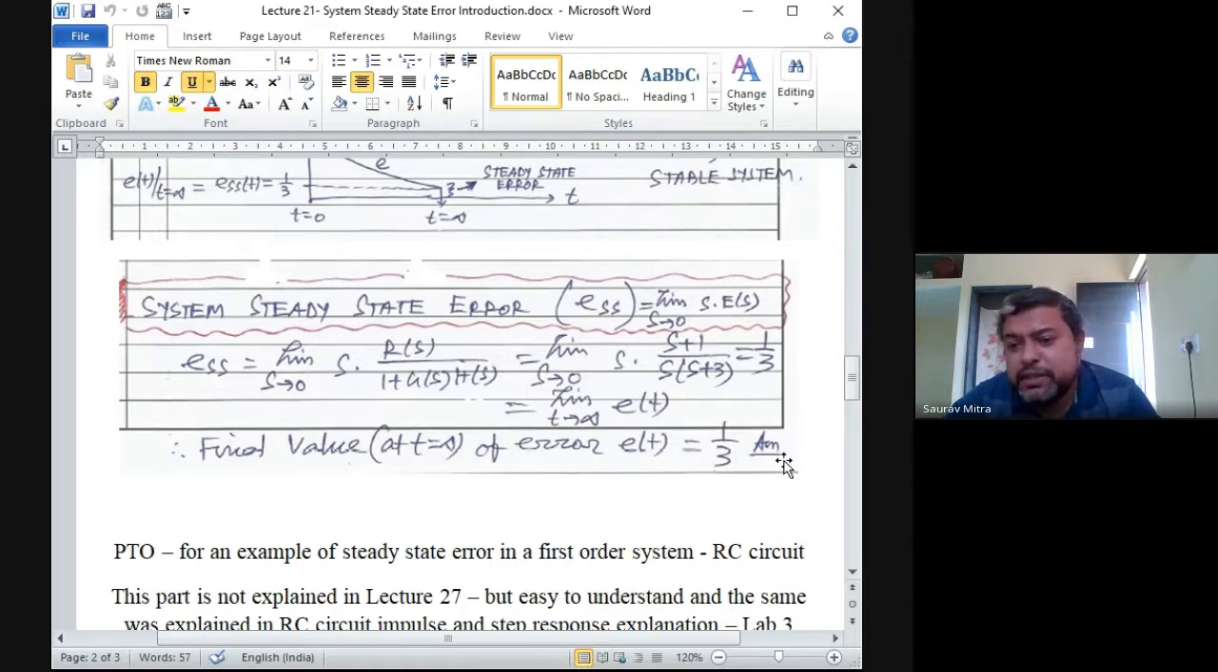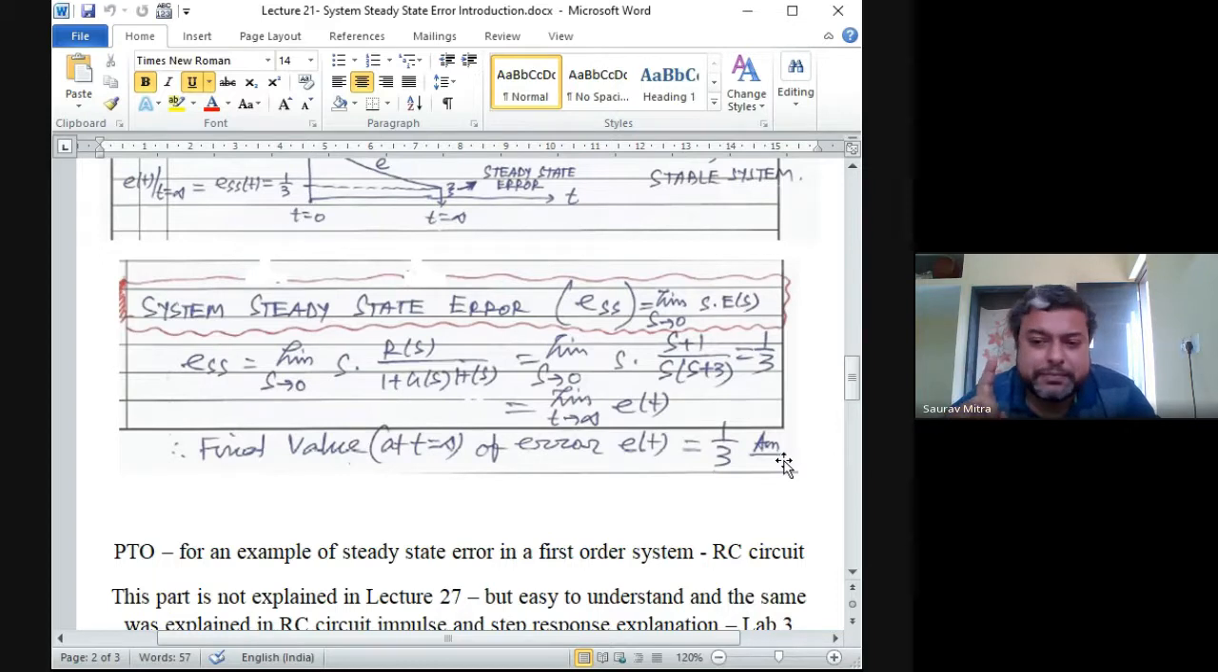That is, t tends to infinity. And as this is error, we call it steady state error. But what does the final value theorem say? That you don't have to do that inverse Laplace transform. You know E(s), multiply s with that, limit s tends to 0. You are finding e_ss, and e_ss is nothing but limit t tends to infinity e(t).